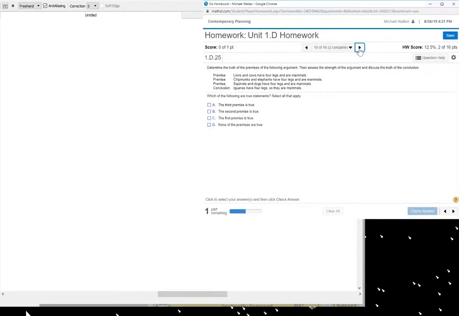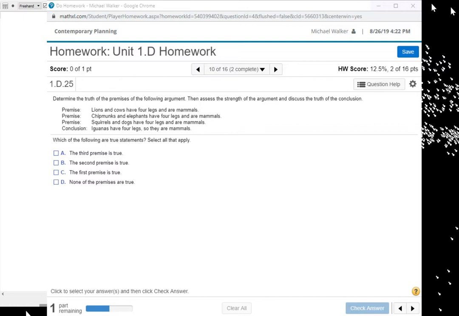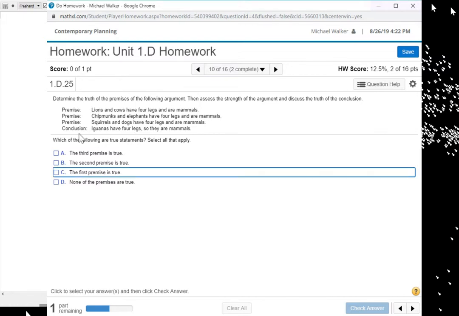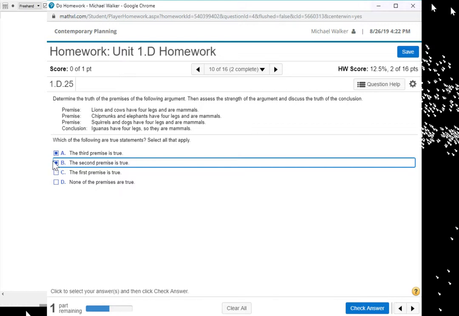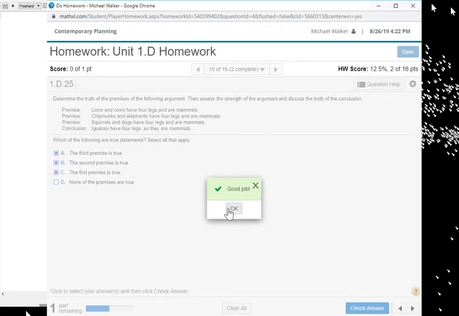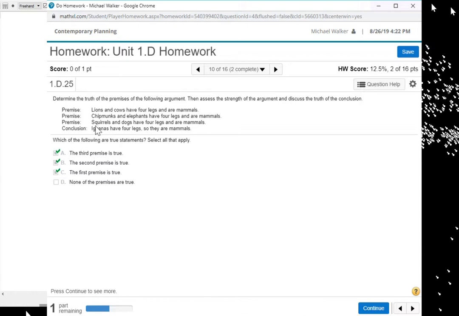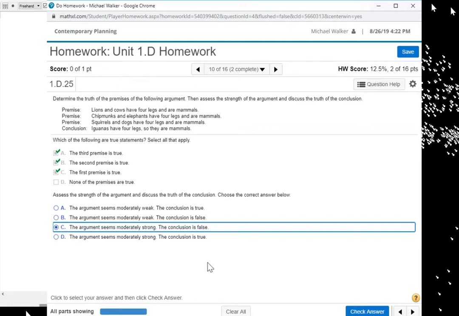Let's jump to some more of these ones I was talking about. Assess the strength. See here. Lions and cows have 4 legs and are mammals. Totally true. Chipmunks and elephants have 4 legs and are mammals. Totally true. Squirrels and dogs have 4 legs and are mammals. Totally true. These are our 3 sets of conjunctions that are all true. What about the conclusion? That iguanas have 4 legs, so they are mammals. The arguments are moderately strong, but that conclusion is totally false. It doesn't follow from the arguments.